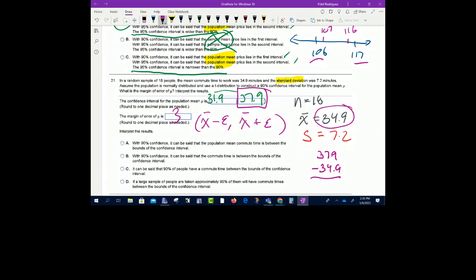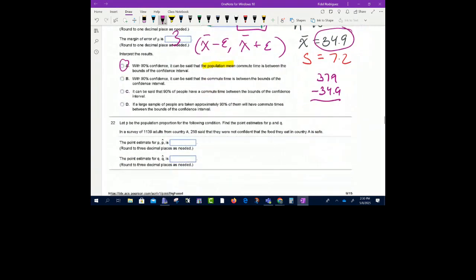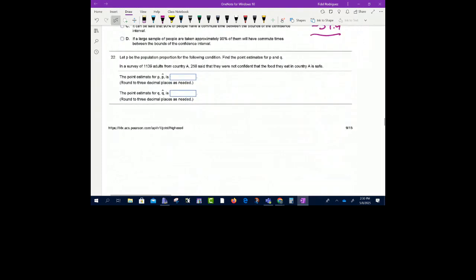Okay, again, y'all, anytime we're doing confidence intervals, we are always referring, my friends, to population means. Okay. So look at part A. With 90% confidence, it can be said that the population commute time is between the bounds of the confidence interval. So y'all, I'm going to choose A.